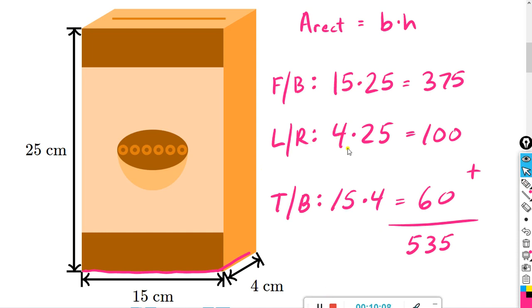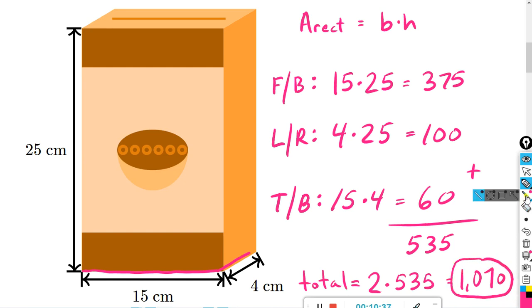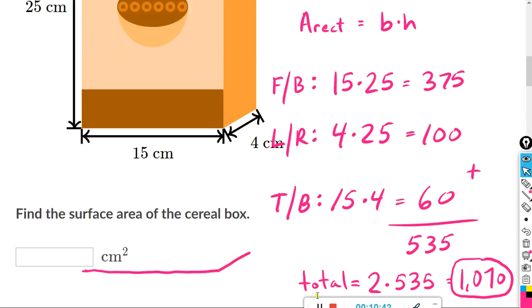We only did one of the two rectangles, and each face has a twin: front, back, left, right, top, and bottom. So for the total, you're going to have to multiply that by 2 because each face has a twin. So we only found half of the area at first. So 2 times 535, that's going to be 1,070. And that is your final answer. So click inside the box and type 1,070.